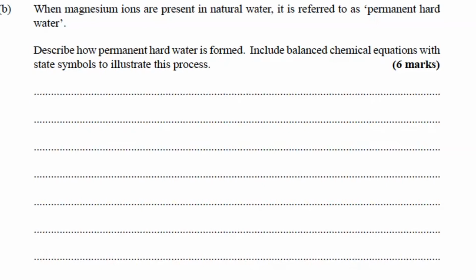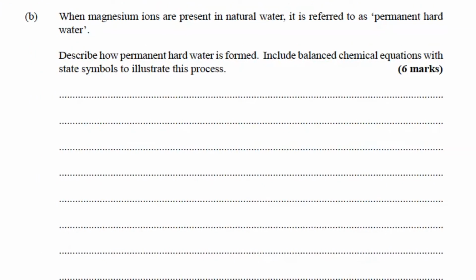So we'll start off by saying water passes through rocks like gypsum, which contains magnesium sulfate. The solid magnesium sulfate dissolves in the water, giving aqueous magnesium sulfate. Mg2+ ions are present in the aqueous medium, and so that is permanent hard water. This is magnesium sulfate. It cannot be decomposed or heated to form a precipitate. So the Mg2+ prevails, and so we say it's permanent hard water.